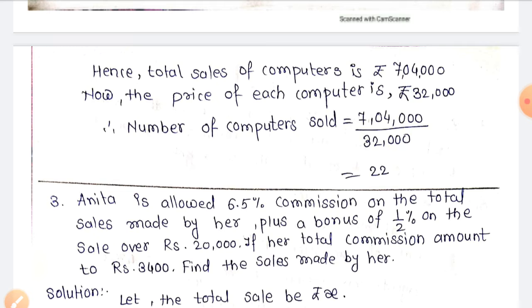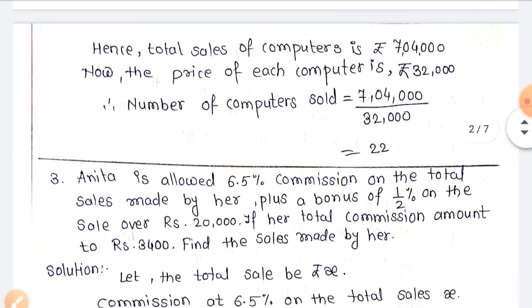Okay, what is given? Anita is allowed a 6.5% commission on the total sales made by her. Whatever sales she makes, she gets a fixed 6.5% commission on them, plus she gets a bonus if she makes sales of about 20,000. Okay, for sales over 20,000 she will get an extra 0.5% bonus.